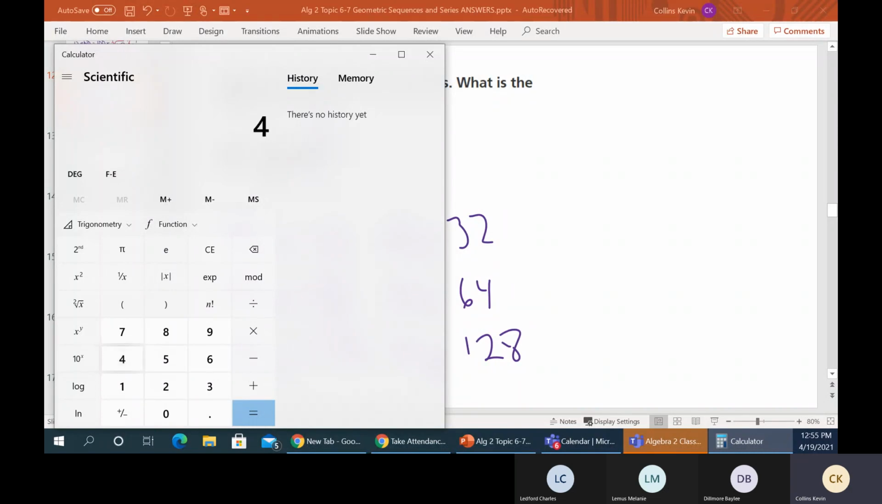Okay. So we start off with 4. So we're going to do 4 plus 8 plus 16 plus 32 plus 64 plus 128. 252 is going to be our final answer here.